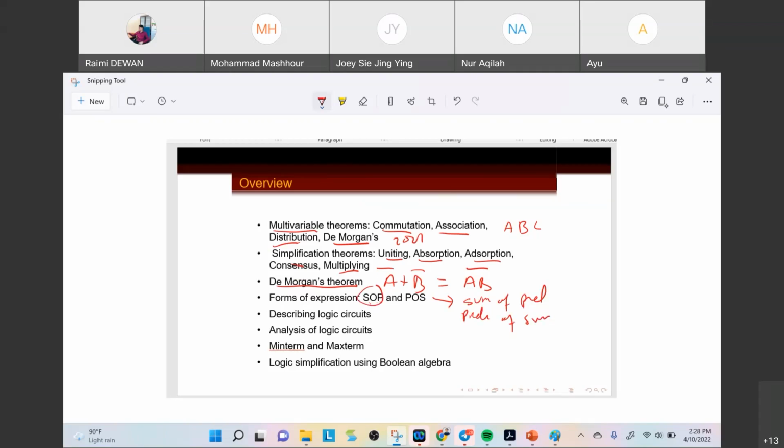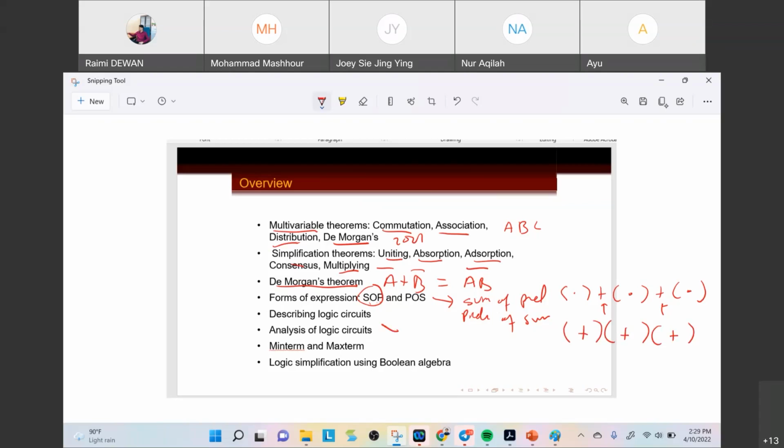Okay, what does it mean by sum of products? It means we have products, and we sum them up: sum of products. Inside can be A times B times C, A times B times D, something like that. And product of sums is a product of sums. Inside can be A plus B plus C, D plus B plus A, something like that.